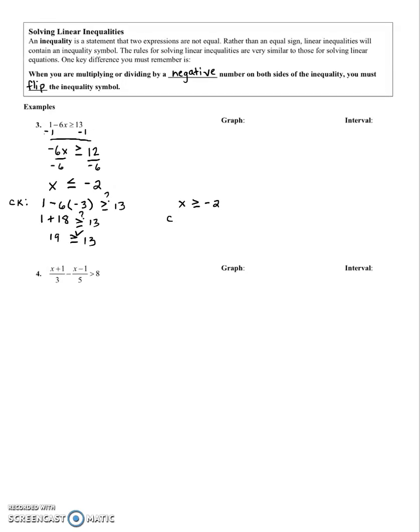So let's check that statement. If we pick a number that's greater than negative 2, I don't know, say 0, we would have 1 minus 6 times 0, and we want to know if that's greater than or equal to 13. So we would have 1 minus 0, and we need to know if that's greater than or equal to 13. And so we would have 1 greater than or equal to 13. Well, that's not true. That's why we need to remember to flip the inequality symbol when we multiply or divide by a negative number.